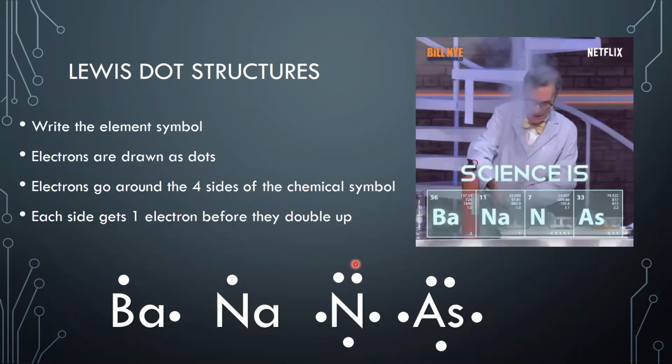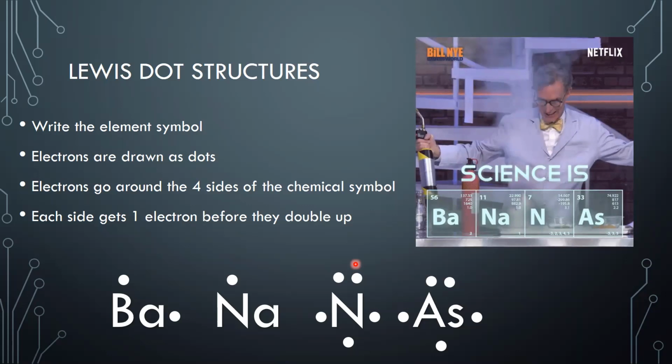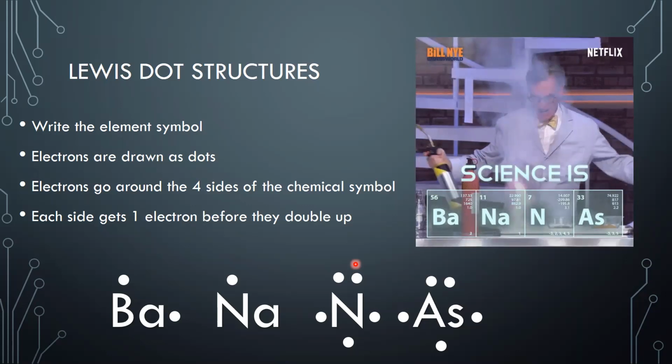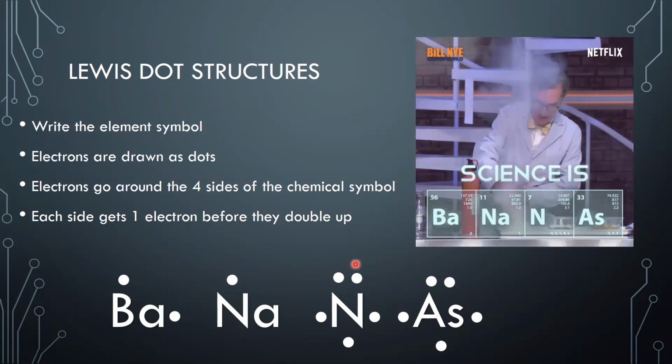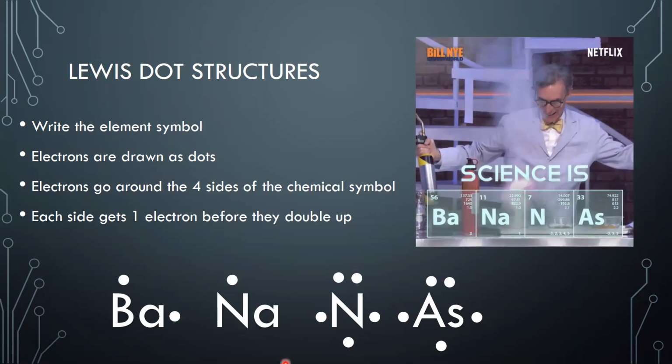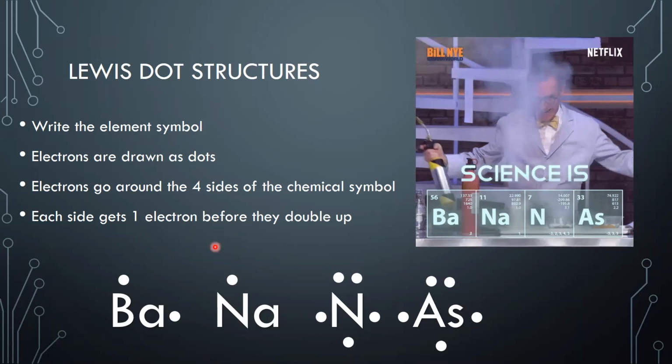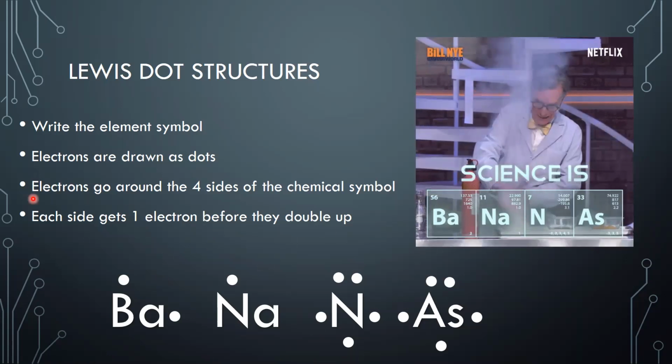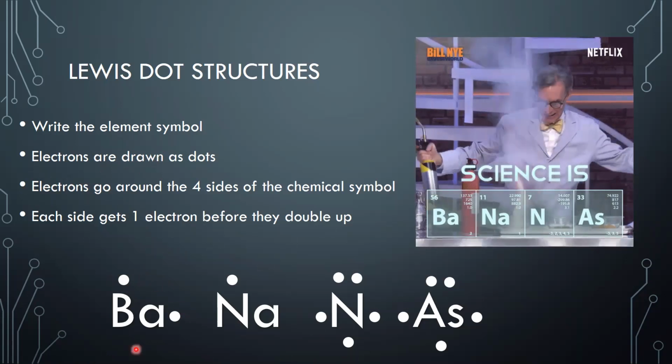But it's a quick, easy way to say, hey, this is how these are going to bond, and this is how these are going to bond, based on how many valence electrons they have. So you write the chemical symbol in the middle, and you guys can see these examples down here at the bottom. And then the electrons are drawn as dots, and there are 4 sides to each element.